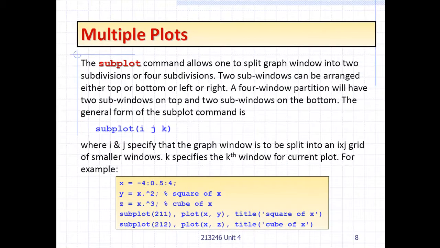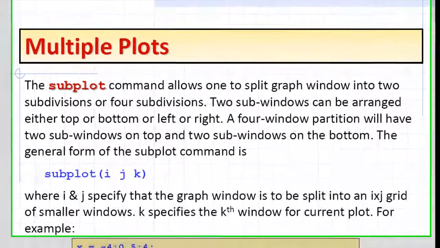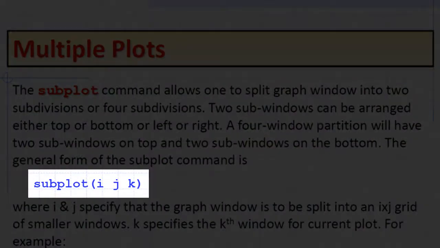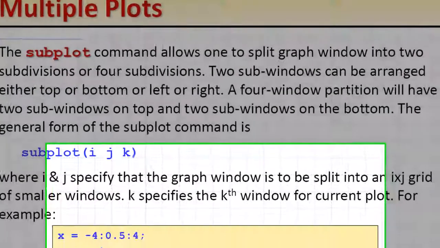Multiple plots. The subplot command allows the graph window to be split into 2, 3, or 4 subdivisions. The arguments i and j specify that the graph window is to be split into an i-by-j grid of smaller windows, while the k argument specifies the kth window for the current plot.